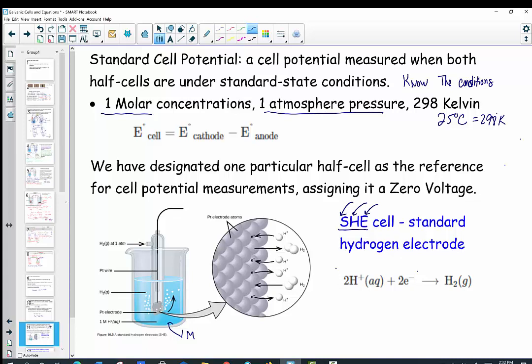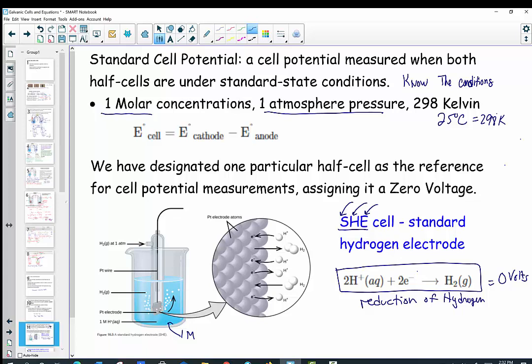When I look on our reference table for the reduction of hydrogen, it will be assigned 0 volts. Not to say that it doesn't have any electrical capacity, it's just we're going to call it 0 and compare every other elemental half cell to that standard. We have to call it 0.